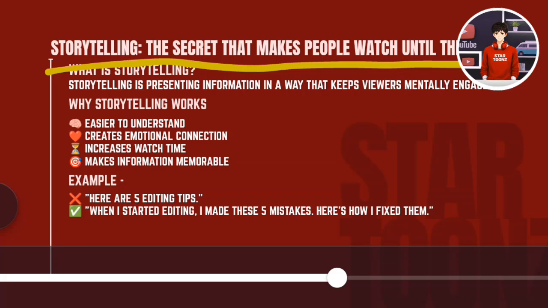That's storytelling. A simple story usually has 3 parts. First, introduce the problem. Second, explain the struggle or process. Finally, reveal the solution and the lesson. This structure keeps viewers emotionally invested because they want to see how the story ends.